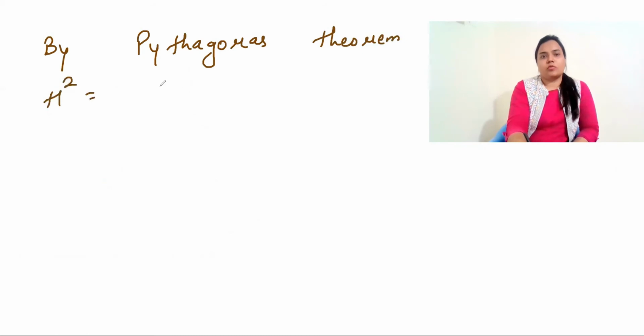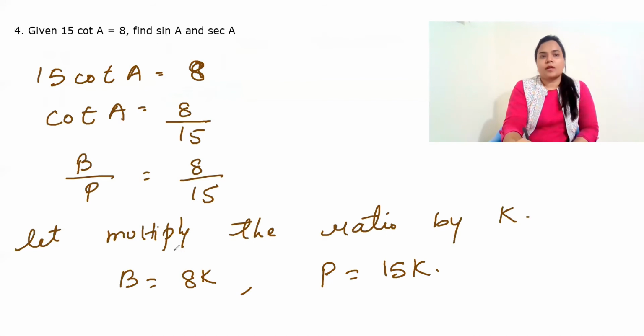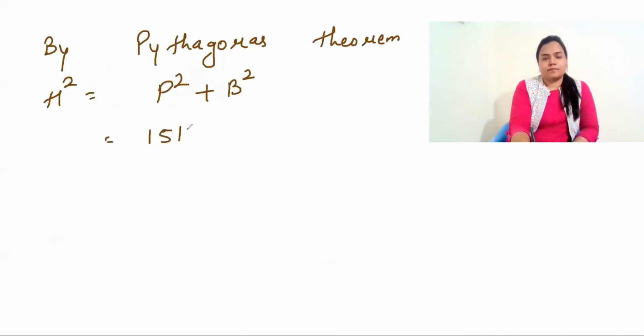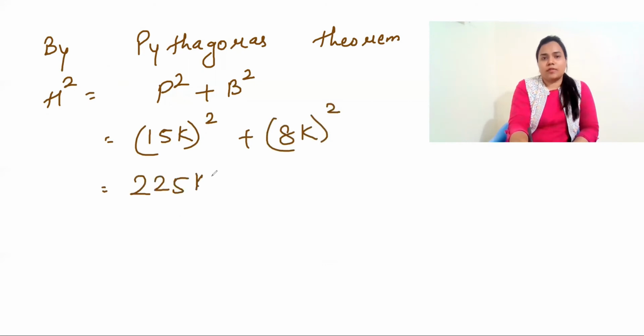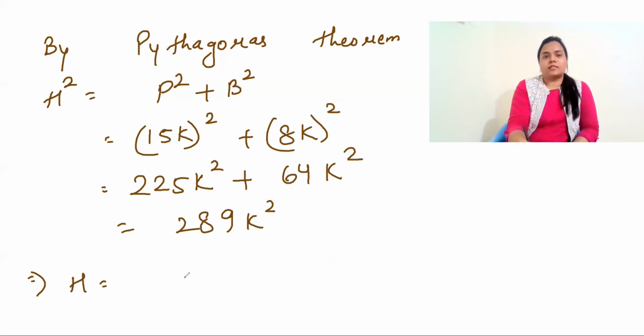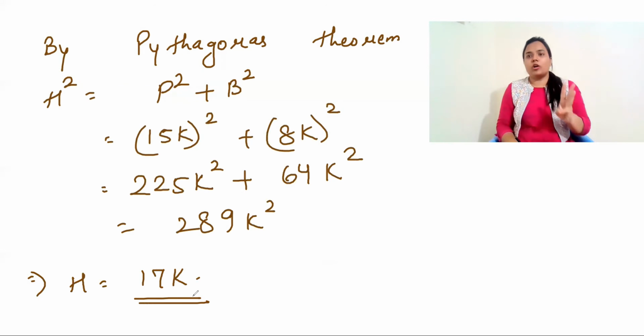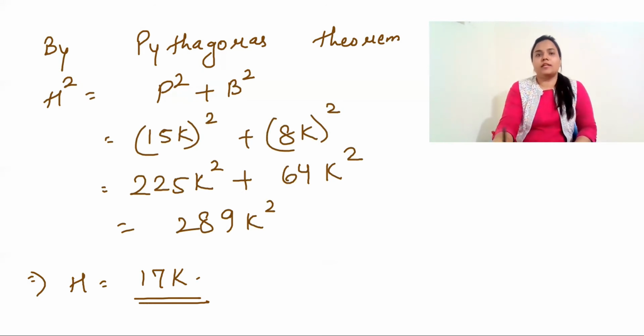H square is equal to P square plus B square. P square will be (15K) square plus (8K) square. This is equal to 225K square plus 64K square, which is 289K square. Implies that H is equal to 17K. We got P, we got B, we got H. Now we have to find the T ratios.